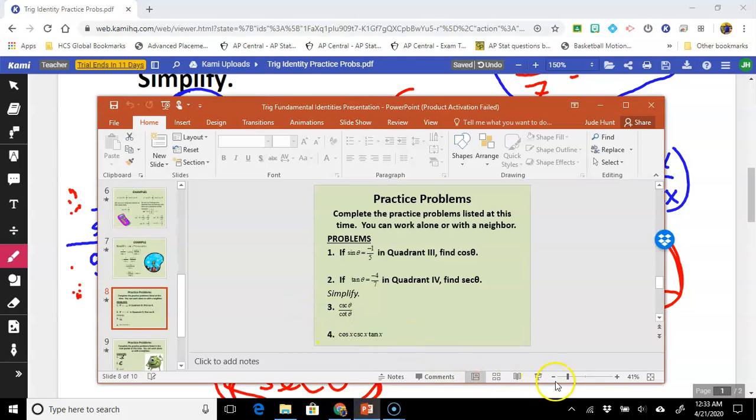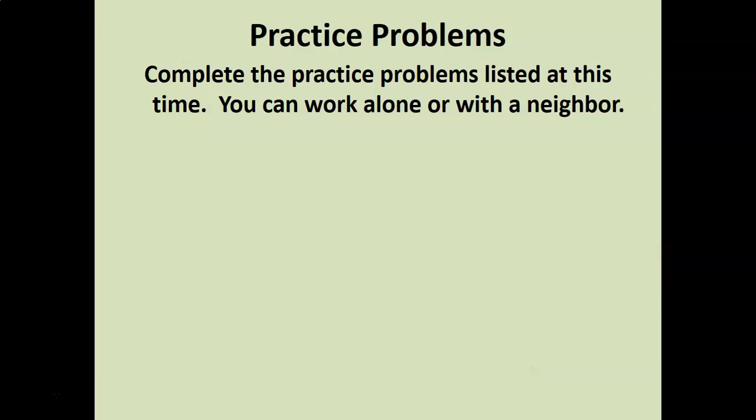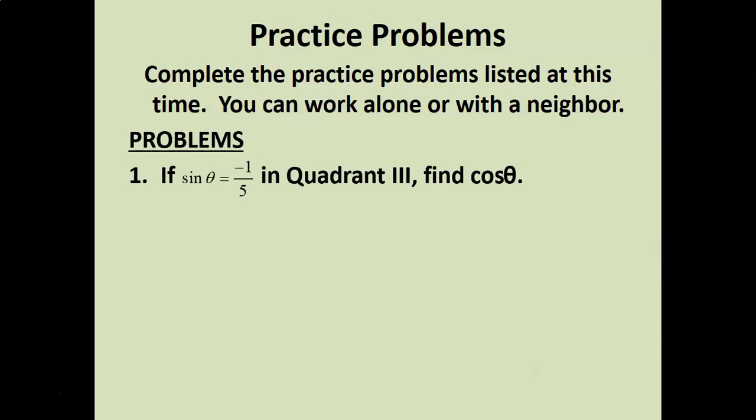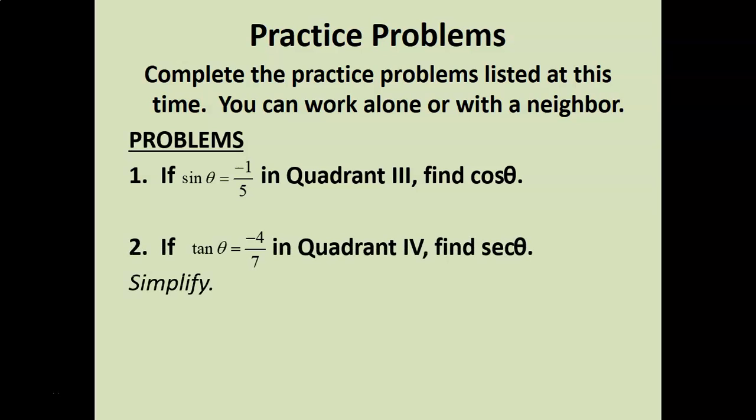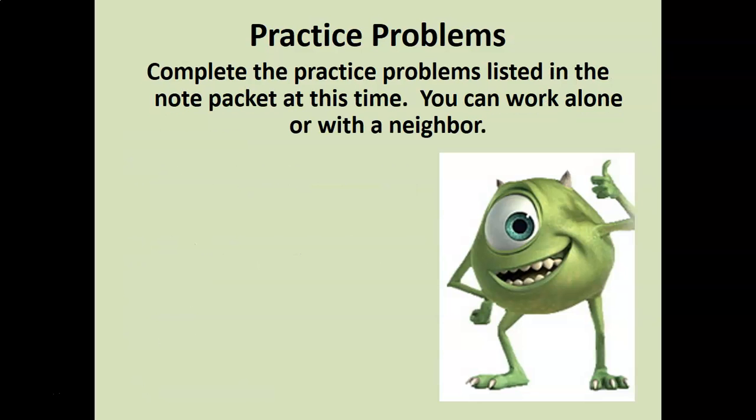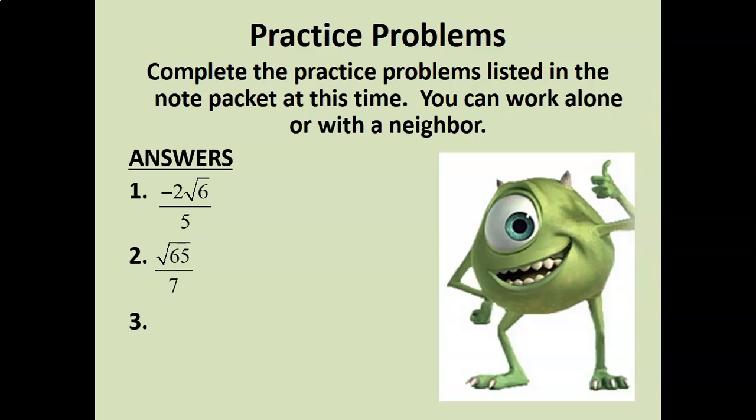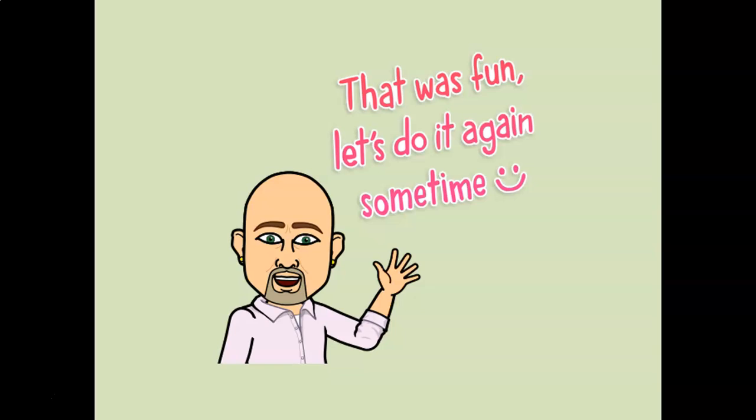So again, I've just worked through the problems from the PowerPoint. You have that if the sine of theta was negative 1/5 and we were in quadrant 3, cosine is what we were looking for. You have these other ones as well. The answer for number 1 was negative 2 square root of 6, that was negative square root of 24 over 5. Number 2 was square root of 65 over 7. Number 3 simplified out to be the secant of theta. And number 4 simplified out to be 1.